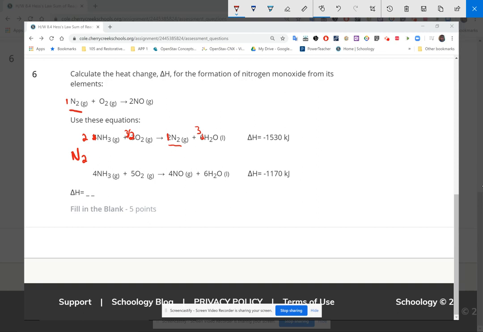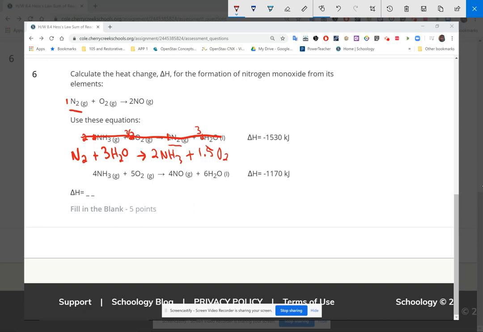N2 plus 3 H2O yields 2 NH3 plus, yuck, 3 halves O2. You know what? I'm just going to call that 1.5 O2 because I like that. I hate fractions. So I got rid of that.